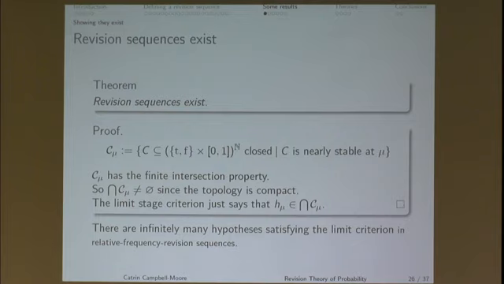And moreover, there are infinitely many hypotheses satisfying the limit criterion, at least for the relative frequencies. There might not be infinitely many in the other one, but there's probably not going to be just one. So we've got lots of choice of what to do at these limit stages. But I would say don't think of it as a construction of a sequence, but instead think of it as a criterion on sequences being revision sequences, and seeing what they bring about.